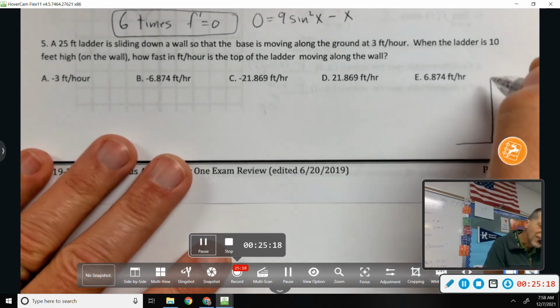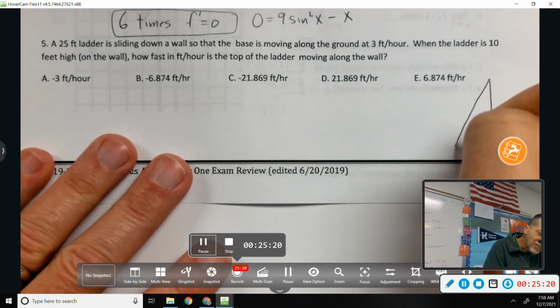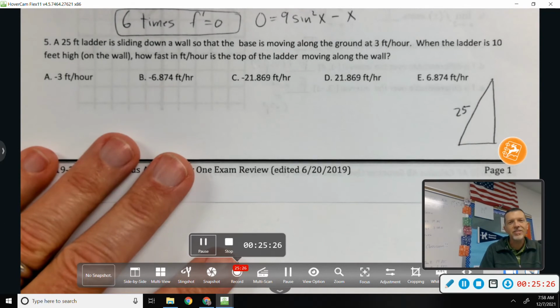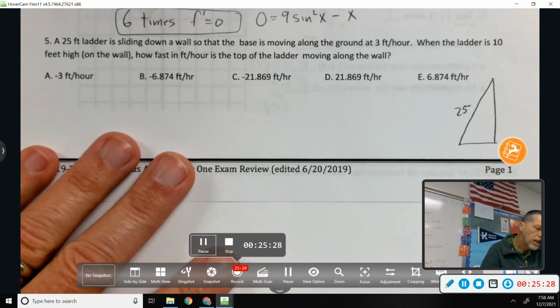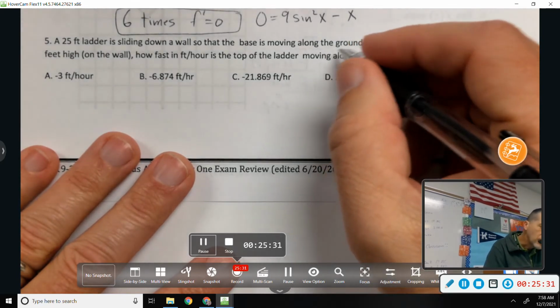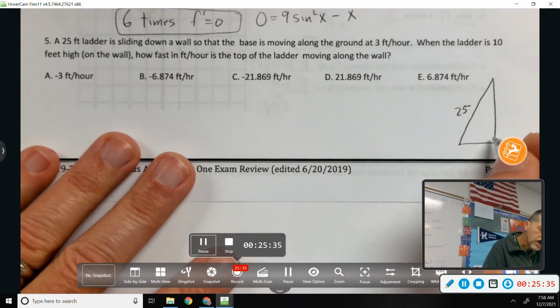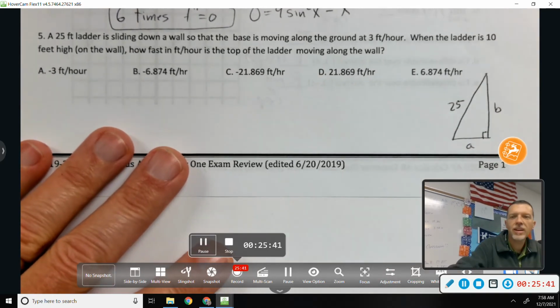The 25-foot ladder. So the ladder is 25 feet, and it's a fixed 25 feet, right? It's not a collapsible ladder. The ladder is staying 25 feet. So the base is moving along the ground at 3 feet per hour. That's really slow, right? So I'm going to label those A and B because I'm already thinking A squared plus B squared equals C squared.